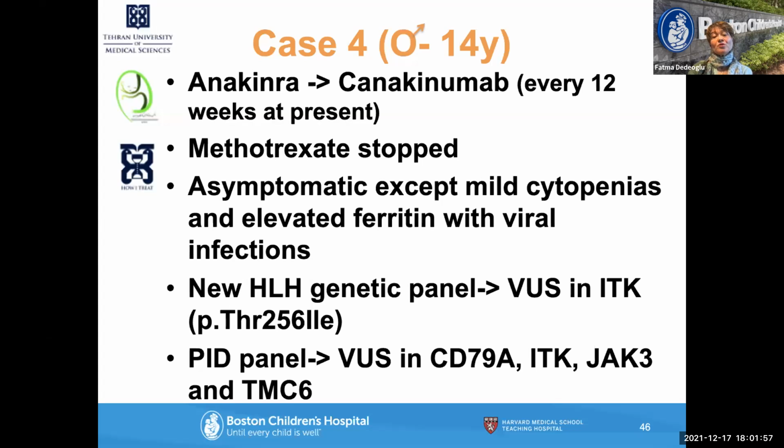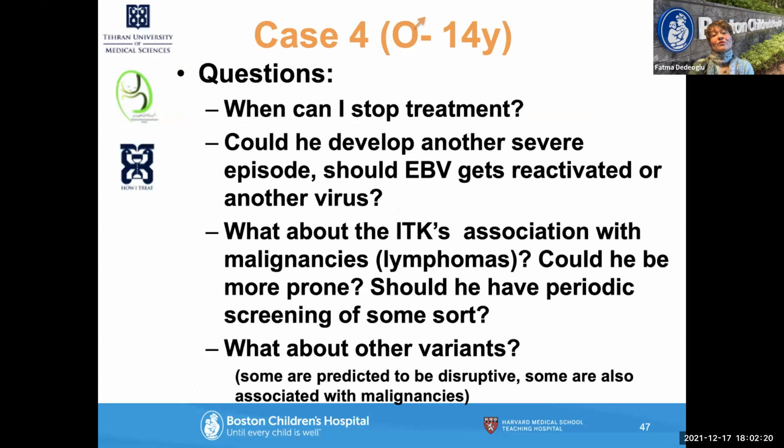Then, when new expanded genetic panels became available, I sent those, and they showed one of the HLH genes, ITK, with a variant of uncertain significance. Then I did the larger panel for primary immunodeficiency, and this had some other variants that are all variants of uncertain significance. So for this case, I know these are of uncertain significance, but he certainly fits. When I read about ITK and what it does in the gene or the protein, I feel it does contribute, from my limited understanding.